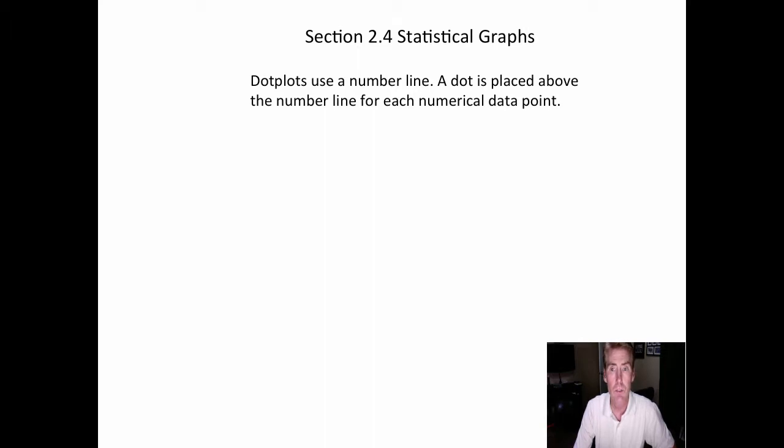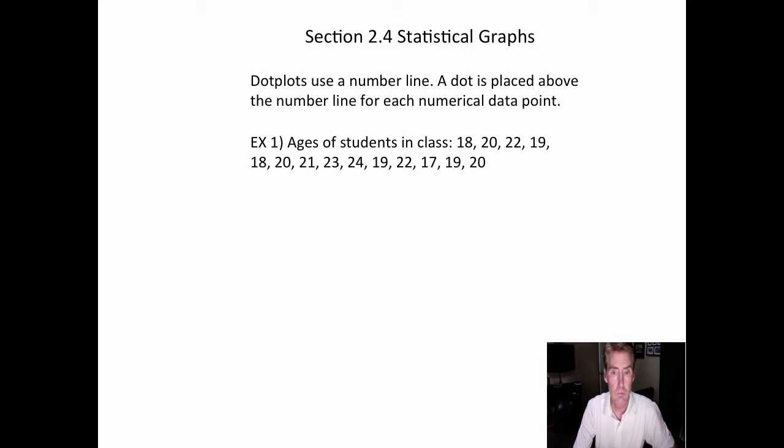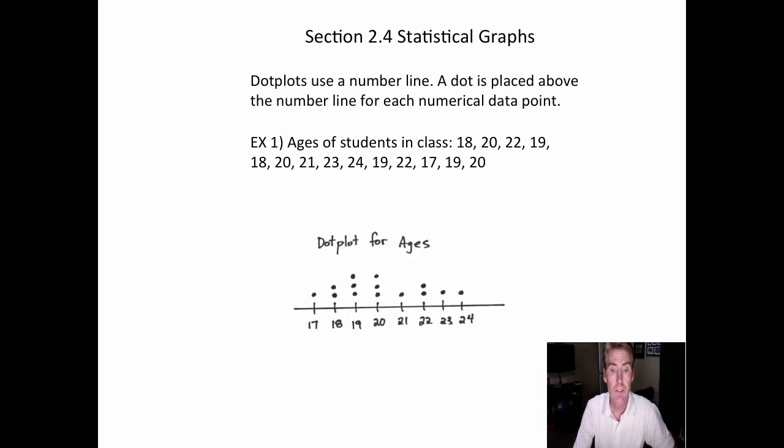Dot plots. What you do is you take numerical information like ages or something like that. Here's my example, the ages of students in the class. You make a number line and you put a dot above each person's age. For example, you start with this 18-year-old, you put a dot. A 20-year-old, you put a dot. 22-year-old, where's 22? There you go, another dot. And as you do this, you'll then see the distribution.